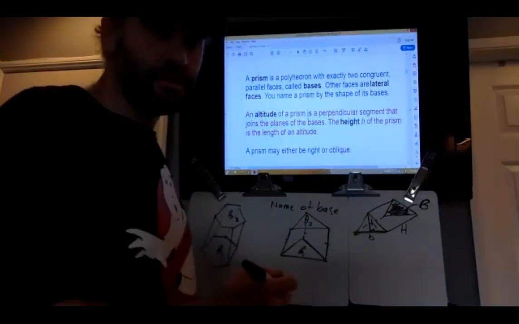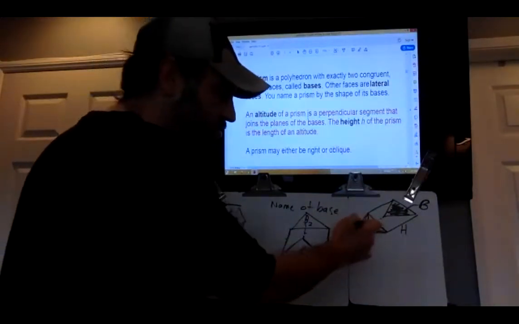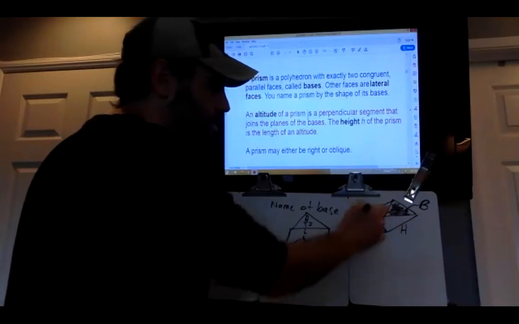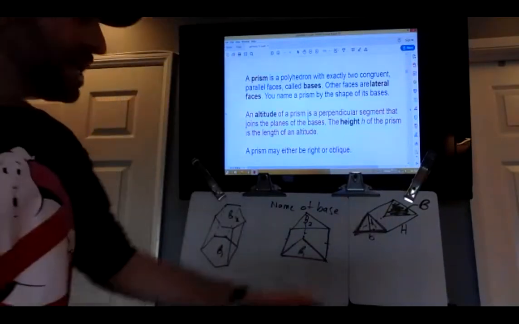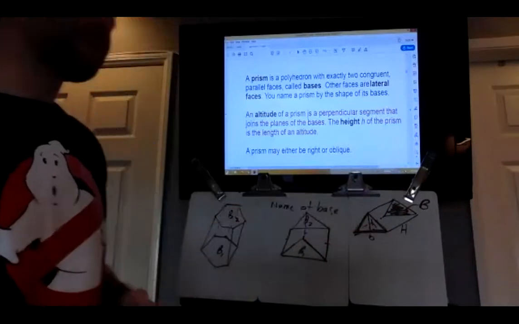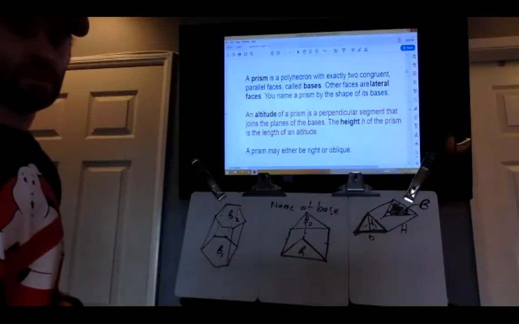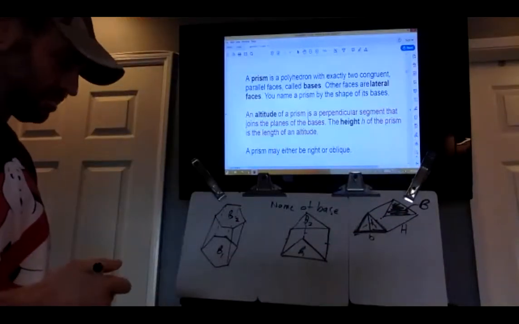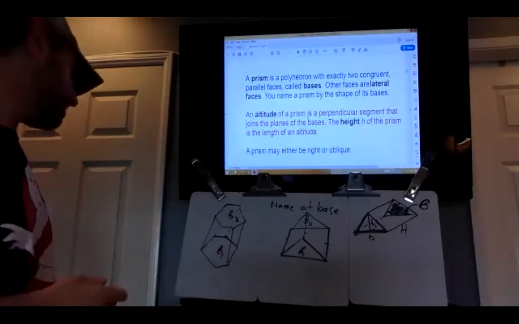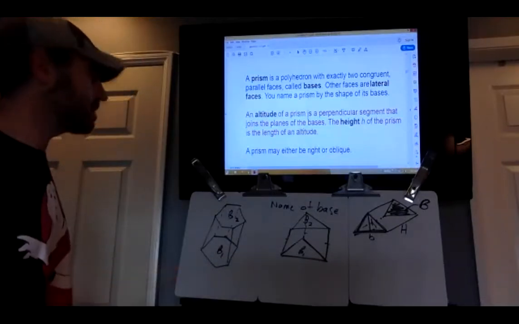Little b represents what again? The base of just this triangle. Okay, thank you. Big B later on will be the area of the base. Okay? And then big B, big H is the volume. You're right. You're ahead. Yes, exactly.